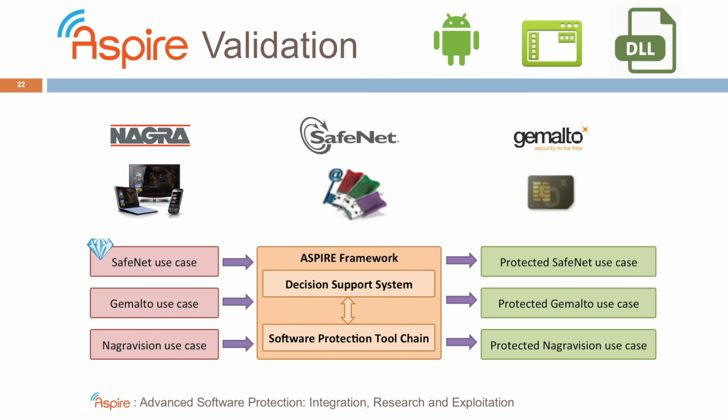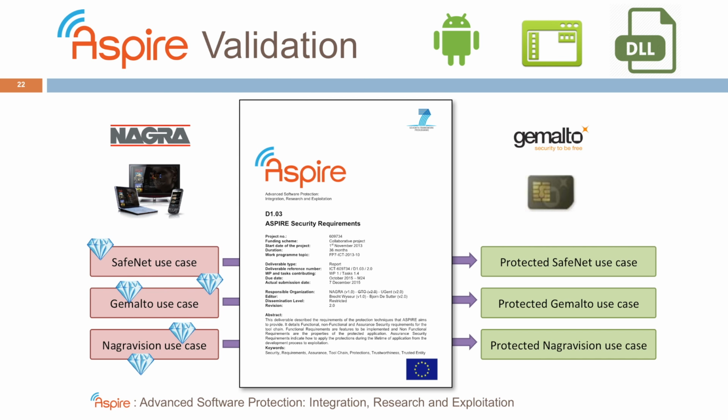Well, we started with identifying all the assets that need to be protected in the use cases, and we derived security requirements from those assets. And then based on the project plans, we decided what the best Aspire protections would be to safeguard those assets.